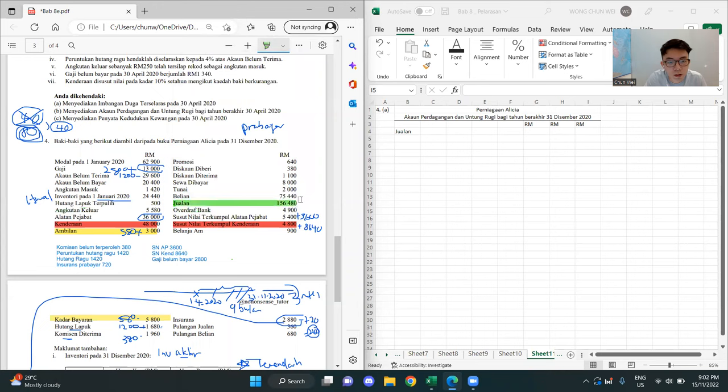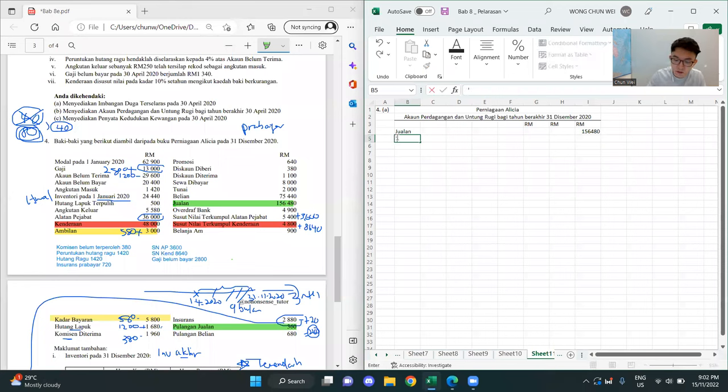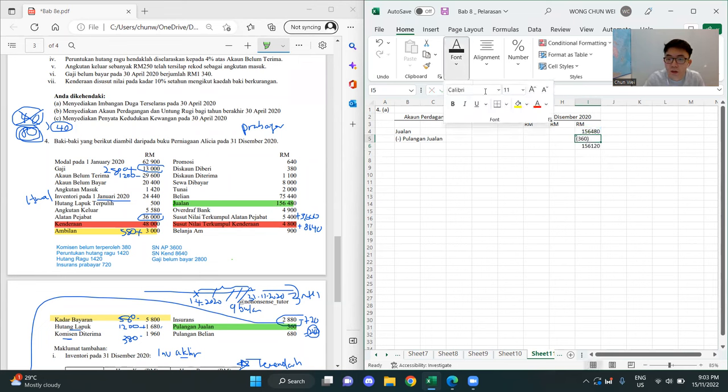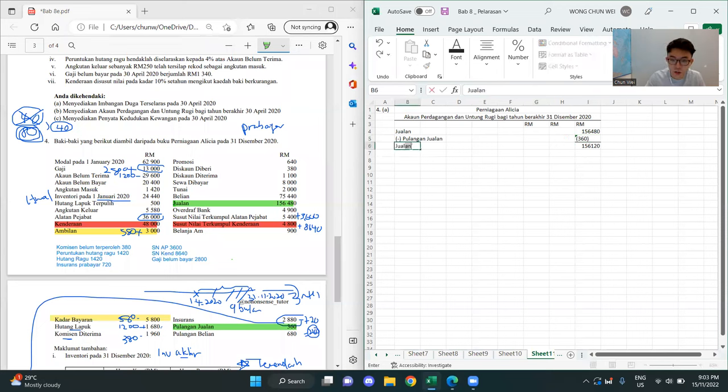So jualan is 156480. Do we have pulangan jualan? Tak ada, right? Oh, ada. Can you see it? Pulangan jualan 360. So if there's a pulangan jualan, you perlu tolak pulangan jualan. After you tolak pulangan jualan, you should get the figure 156120. This is your jualan bersih.